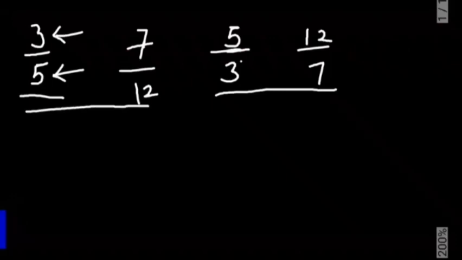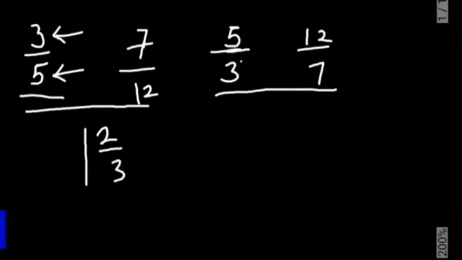So the third type of fraction is the mixed fraction. What is the mixed fraction? In the mixed fraction, we have the whole number and the proper fraction together. What do we mean? If we have 1 whole number, 2/3, here we have 1 as a whole number, then 2/3 as a proper fraction. So here we have a mixed fraction.